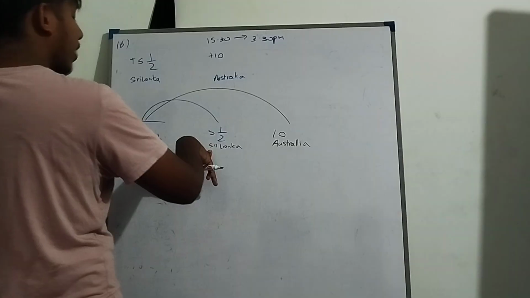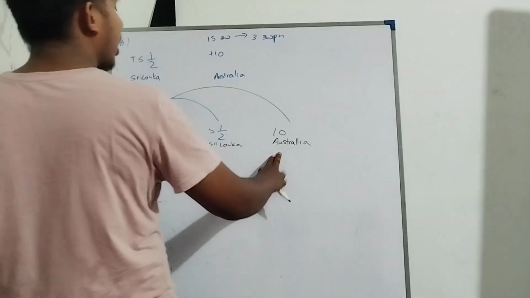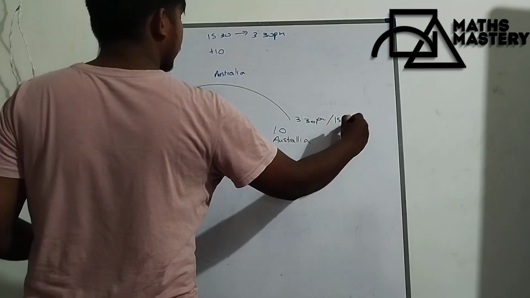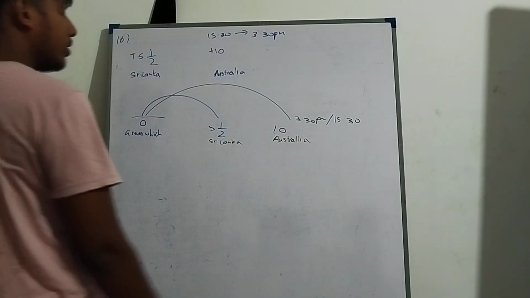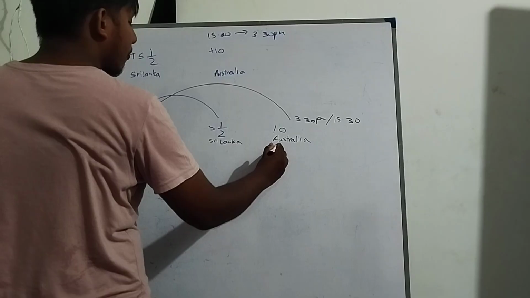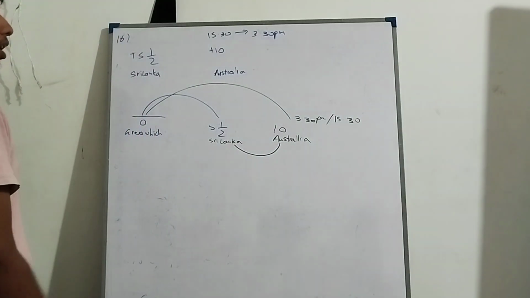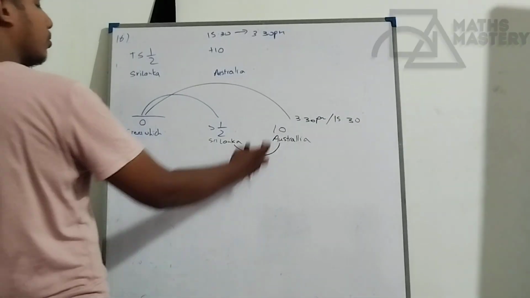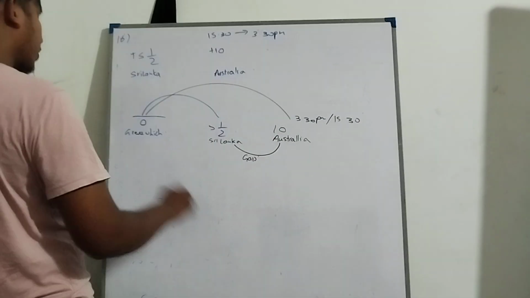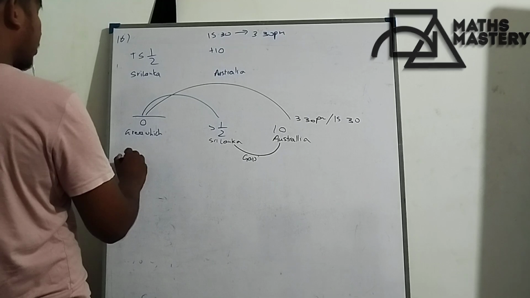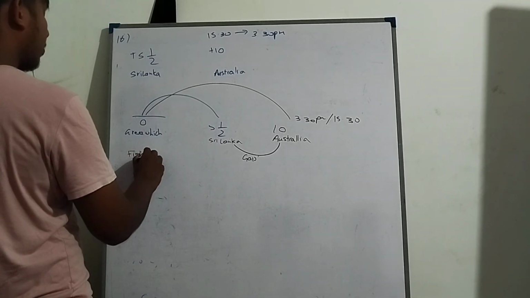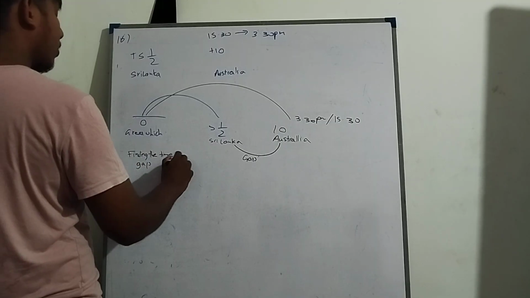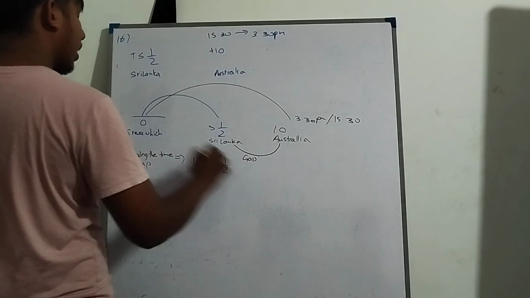They're asking to find the time of Sri Lanka. The Australian time is given as 3:30 p.m., or else 15:30. First of all, what we are supposed to do is find the gap between Australia and Sri Lanka. Subtract 10 by 5 and a half. Let's subtract. Finding the time gap. So from 10 you should subtract 5 and a half.